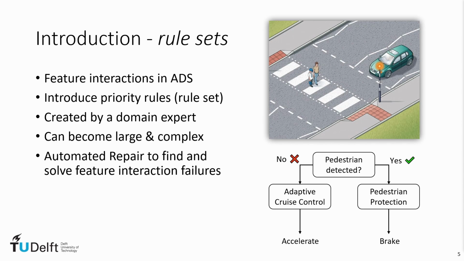protection module. Now these rule sets are often created by domain experts because they can become very large and very complex. And obviously if there is a fault in them, if there is a mistake, then that could lead to very severe consequences. And so this is where automated repair comes in to find these faults, these mistakes in these rule sets, and solve these, I call them feature interaction failures. So when these 2 features, these 2 modules, interact and cause a failure, it can fix those problems.